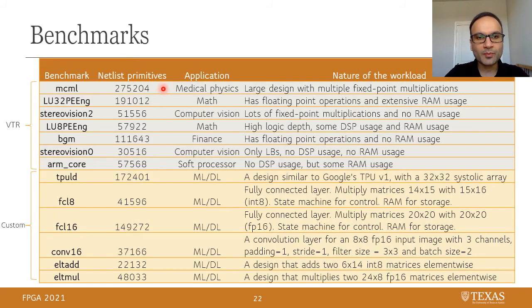Benchmarks. For non-ML applications, we use the 7 largest designs from the VTR benchmark suite. Because that suite does not have any ML and DL application-based designs today, we created our own. The largest design in our benchmarks for ML and DL was a TPU-like design. Then we had some fully connected layers, a convolution layer, and a couple of element-wise layers as well.